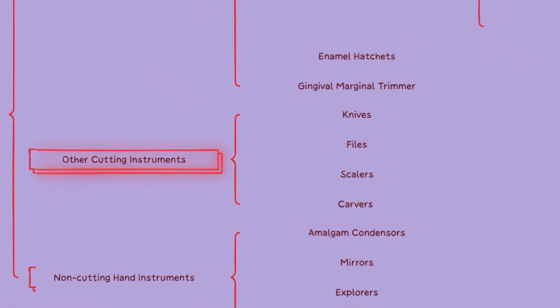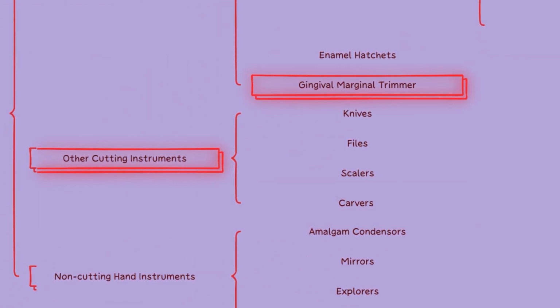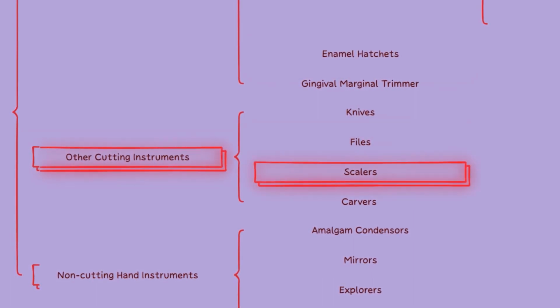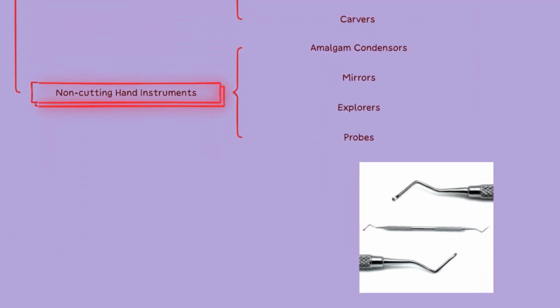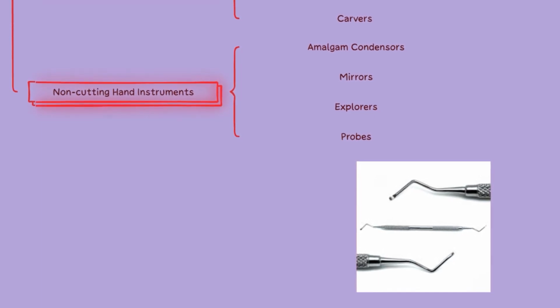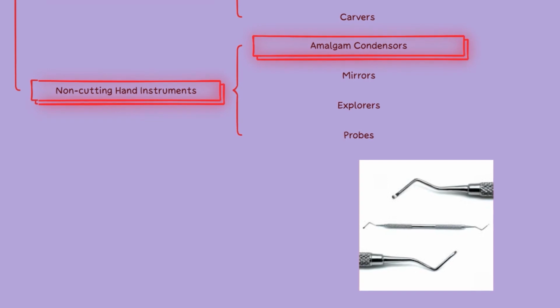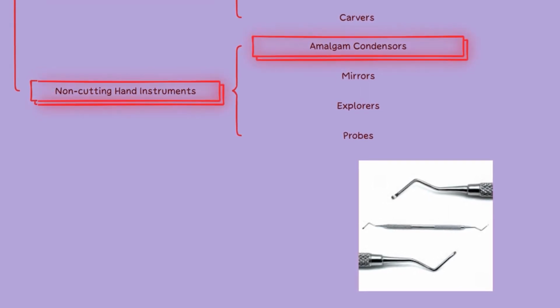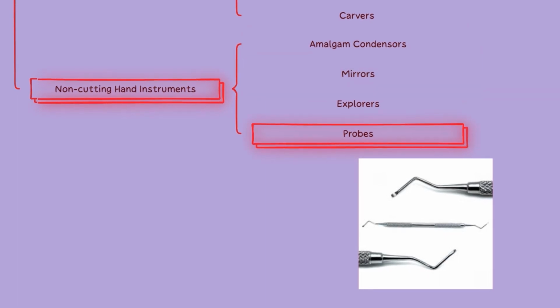Other cutting instruments include carvers, gingival marginal trimmers, enamel hatchets, knives, files, and scalers. Coming to the non-cutting instruments, these instruments are used to pack the restorative material into the tooth, such as condensers, and also those instruments which are used during initial examination, such as mouth mirrors and probes.